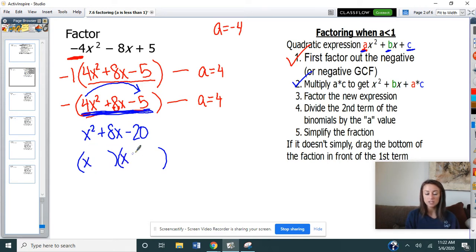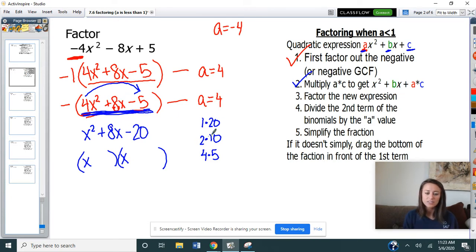X times x. And then the two terms here have to multiply to give me -20, but add to give me 8. So remember, always start with what multiplies to give you the number. What multiplies to give me 20? Well, 1 times 20, 2 times 10, 3 doesn't go into 20, 4 times 5. These are the factors that multiply to give me 20, but it's -20, which means that one of these has to be negative. And you have to figure that out so that when you add the numbers, they add to give me 8. So let's just talk about this.